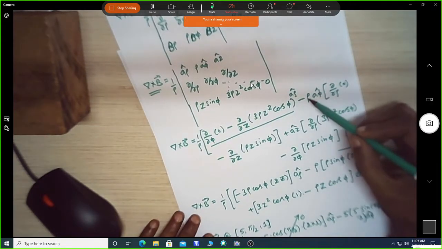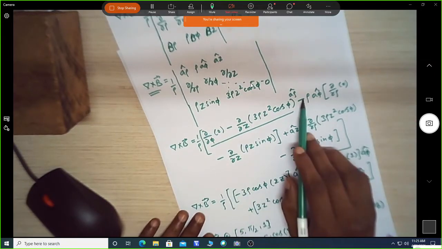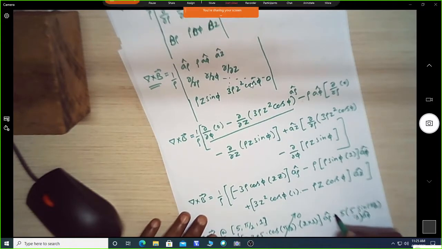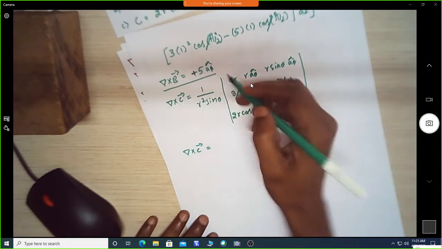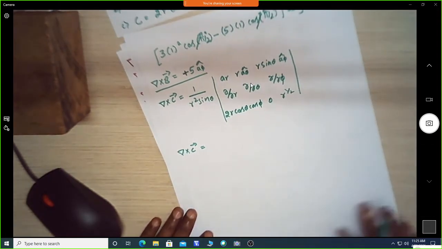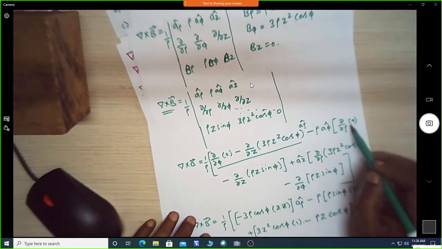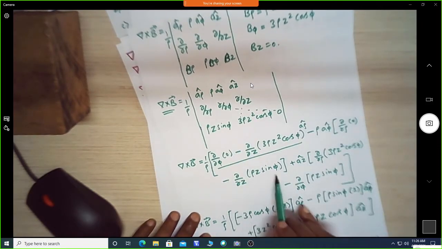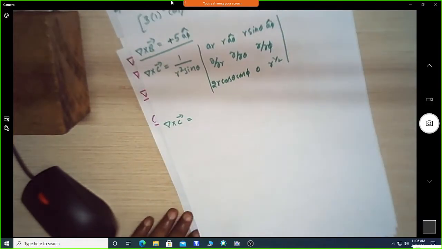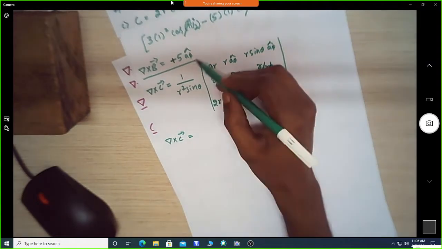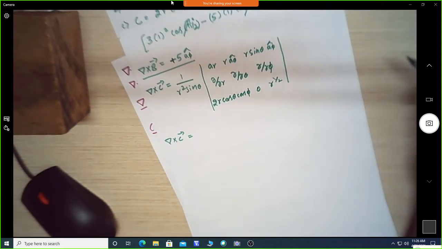So in the previous problem it is minus of minus phi. Here you can see minus of minus will become plus. So that will become plus 5 pi. So we can make the correction. We have taken minus and this will become 0, minus of minus will become plus. Okay. So find out del cross C.